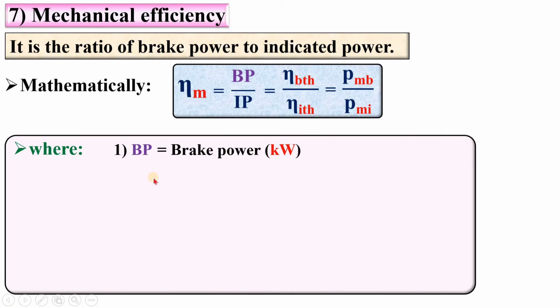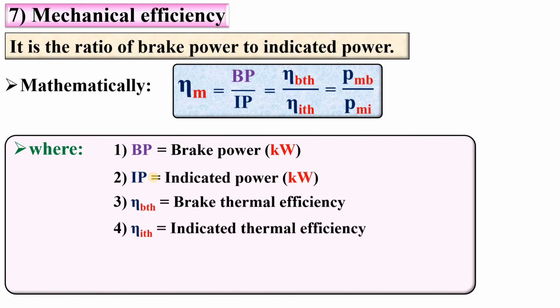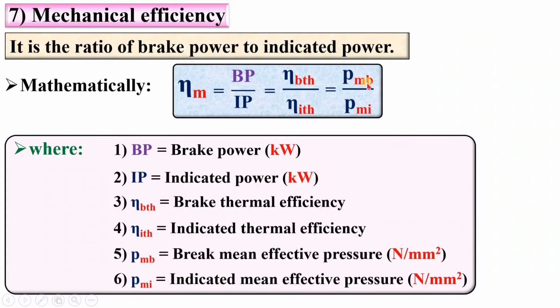So as we have already discussed all these terms, keep in mind that here PMB is the brake mean effective pressure and PMI is the indicated mean effective pressure.